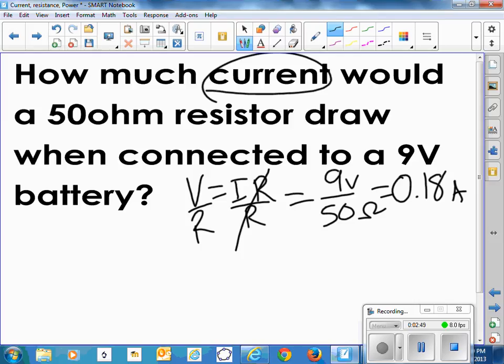Milli is 10 to the negative 3. So if I move the decimal 3 places, then it's 180 times 10 to the negative 3. They just call that milliamps.